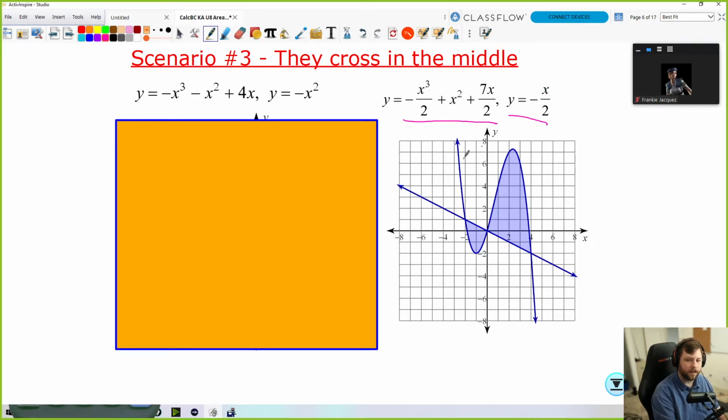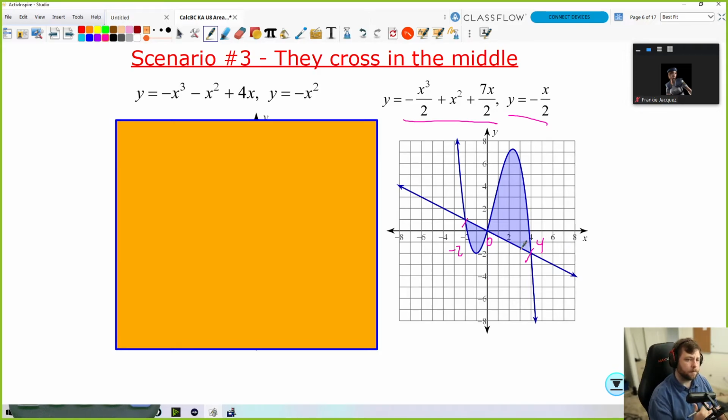You have this negative x over 2, which is a line. And this one's going to be a cubic equation, x cubed, so the wavy one. But notice they cross in the middle. They actually cross at 3 points: they cross at negative 2, they cross at 0, and they cross at 4.